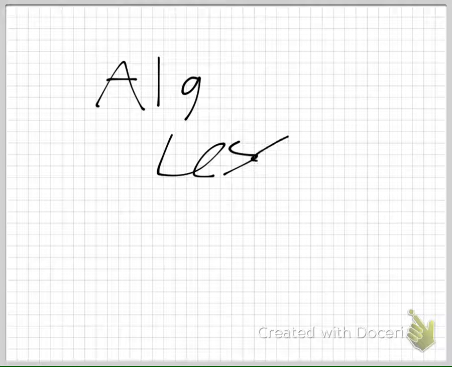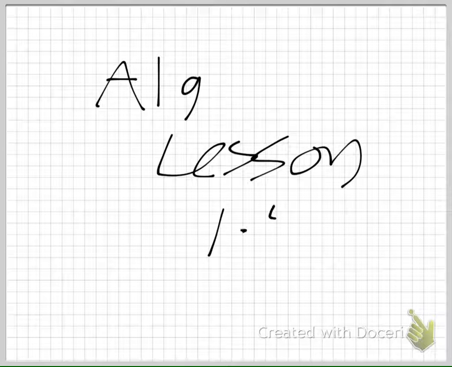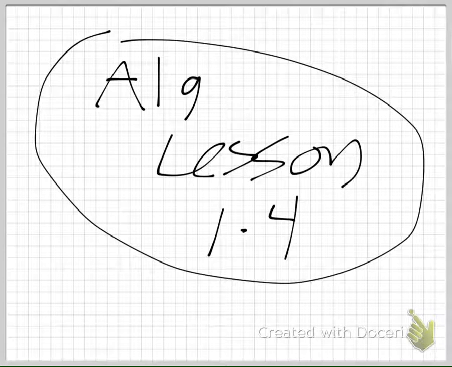All right, this is Algebra lesson 1.4, and that is the distributive property. I know you guys have had this stuff last year with me lots in pre-algebra, but we're going to go over this. The distributive property is where you distribute a number by either multiplying or dividing it to a set of numbers.